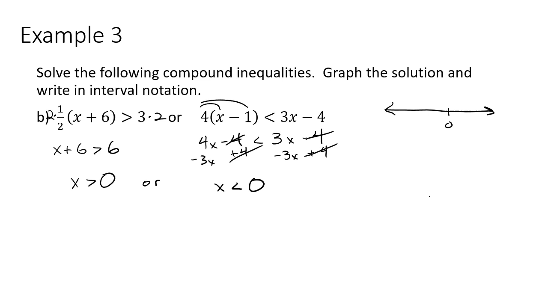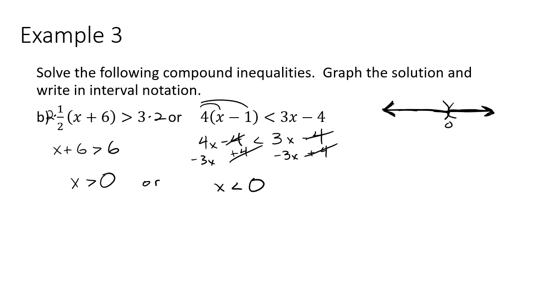So let's think about that. We've got x greater than 0. That would be 0 and everything to the right. We've got x less than 0. That would be everything to the left. And excuse me, earlier it was not 0 and everything to the right. It was just everything to the right. Which means anything smaller than 0 is part of the solution. Anything bigger than 0 is part of the solution.